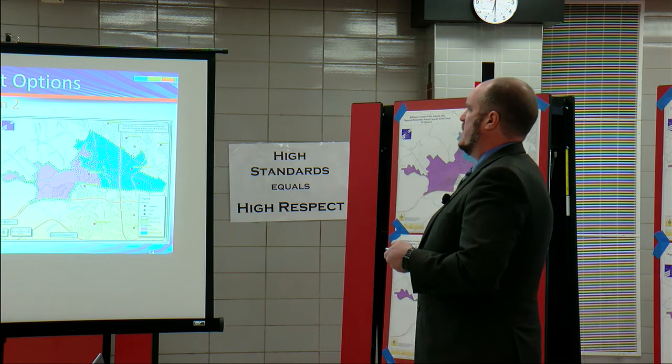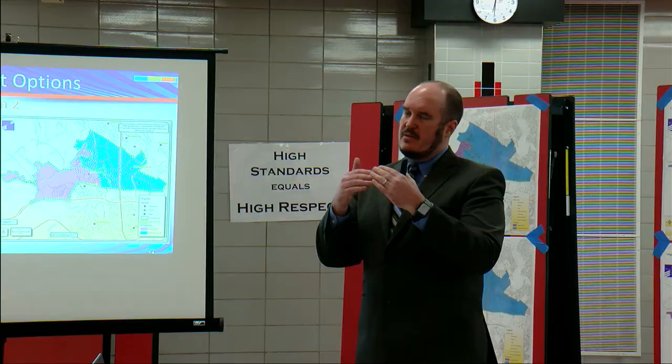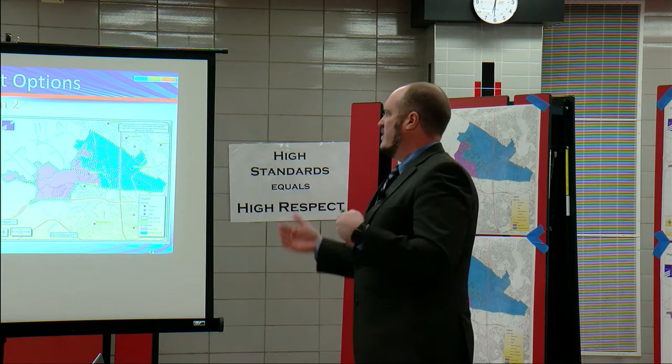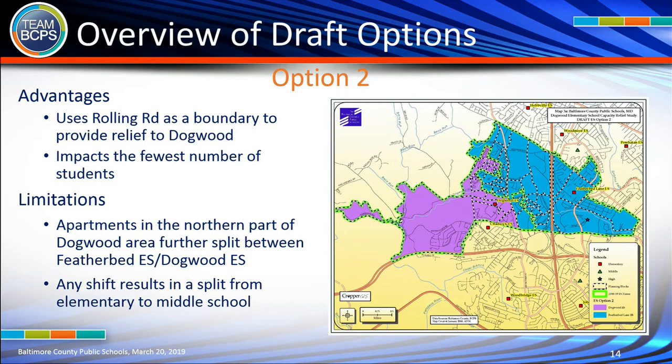Some of the limitations in this is that the apartments are further split. So in an ideal situation, in a perfect world, it'd be nice to keep all of the apartments in this region intact and not have to split certain apartments off of the majority of the community to go to different schools. They are currently divided, and some of it currently does go to Featherbed, and we're just making that split a little bit larger. But it's something that we identify as a limitation because it's not the most ideal situation, but it may be something that's necessary as part of your work. And then again, another limitation is any shift results in a split from elementary to middle, like I had mentioned.